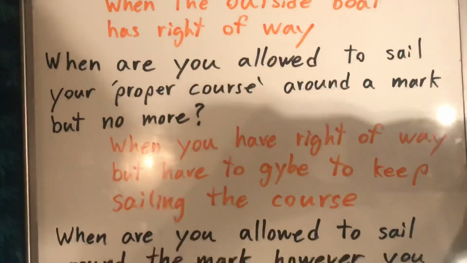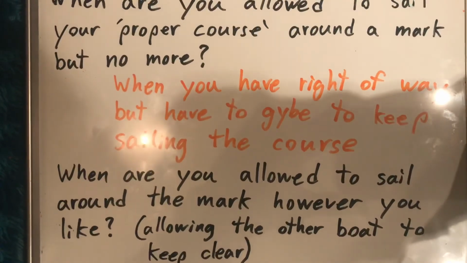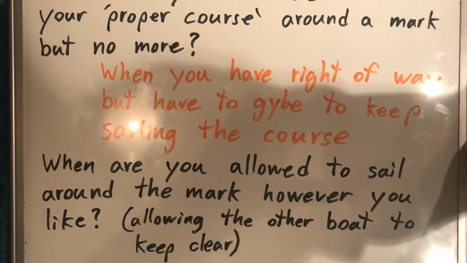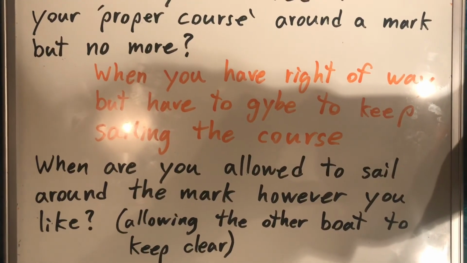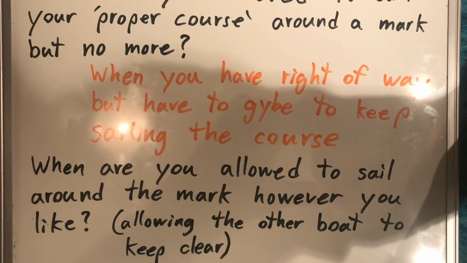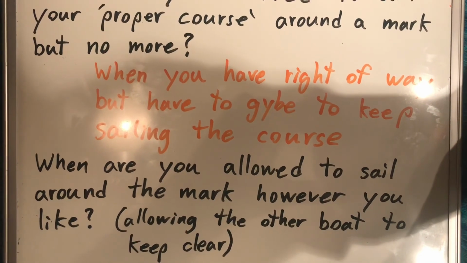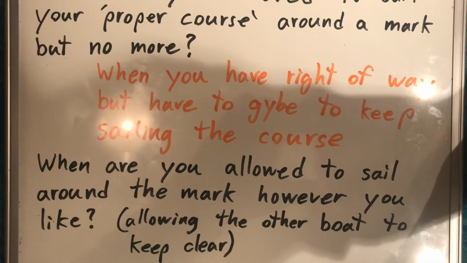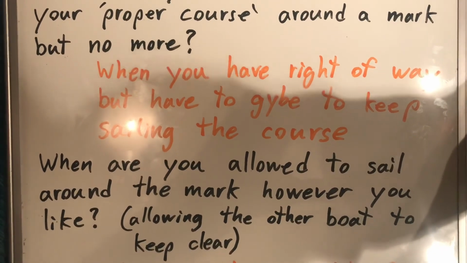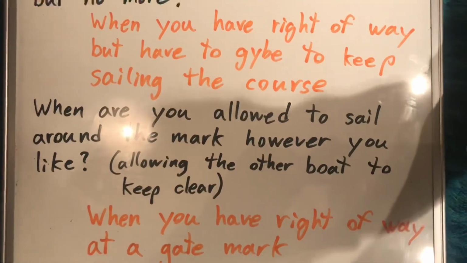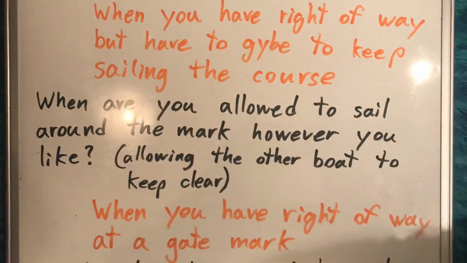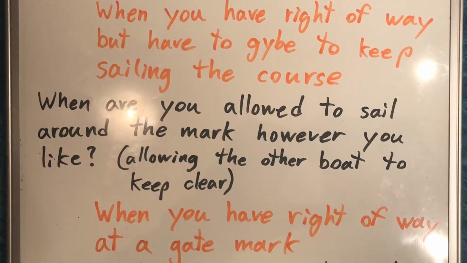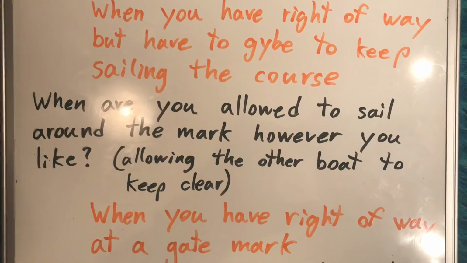Now, next question. When are you allowed to sail around the mark however you like? And my disclaimer is as long as you allow the other boat to keep clear, so you don't go so wild that you hit them while they're trying to avoid you. This is your opportunity to pause. So my answer, when you have right of way at a gate mark, and you're the inside overlap boat. So all this time, the U is the inside overlap boat.